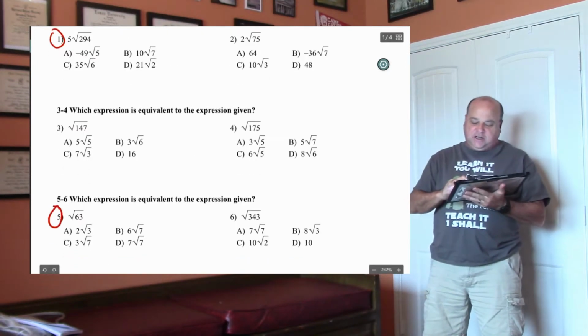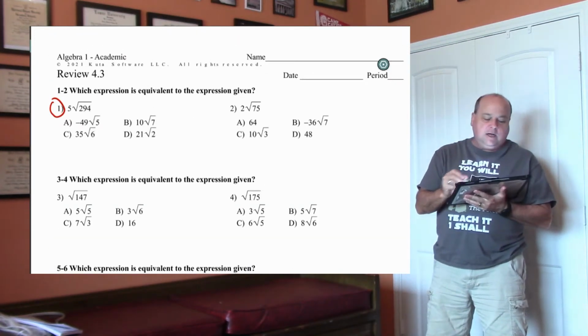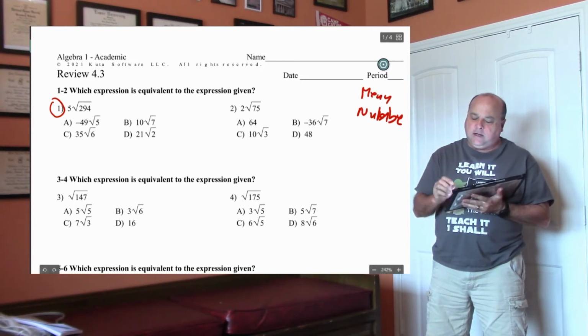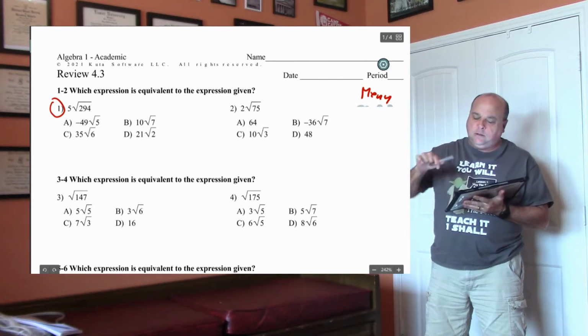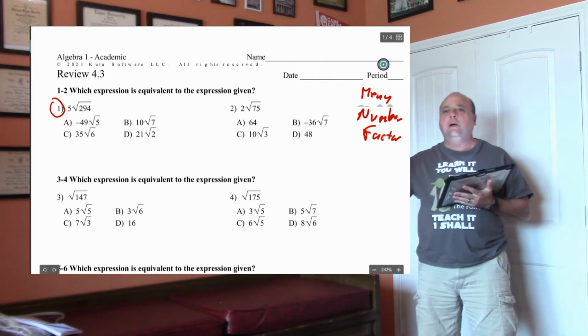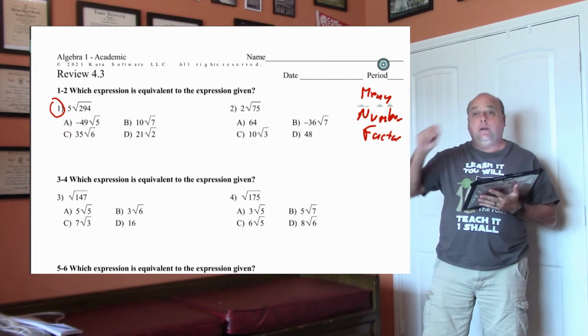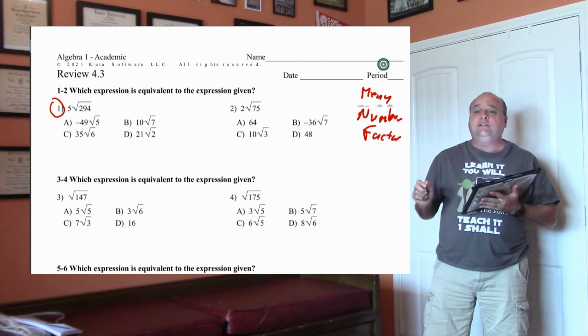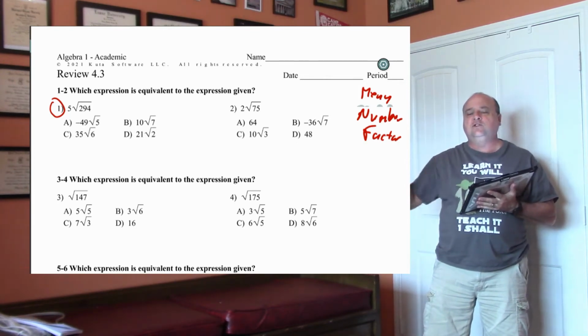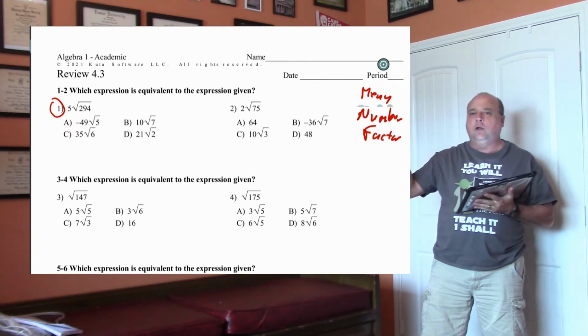On the first 6 problems, remember you need to do Menu, Number, Factor. Menu, Number, Factor will give you the prime factors of the number inside your square root. You'll take out the pairs, and the uncircled factors stay inside, and you multiply them.